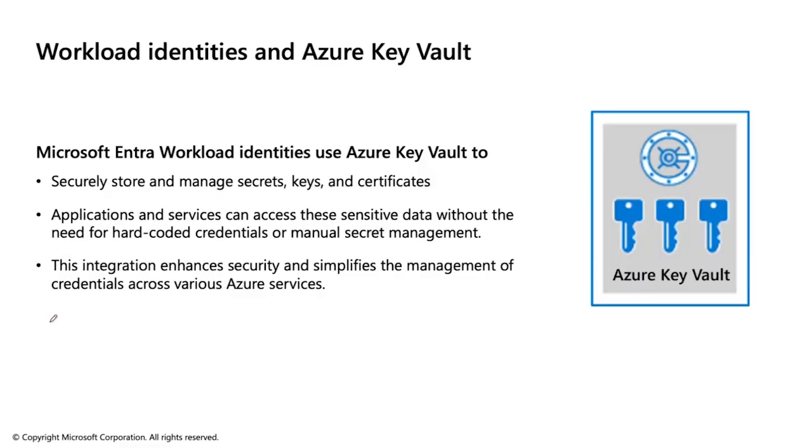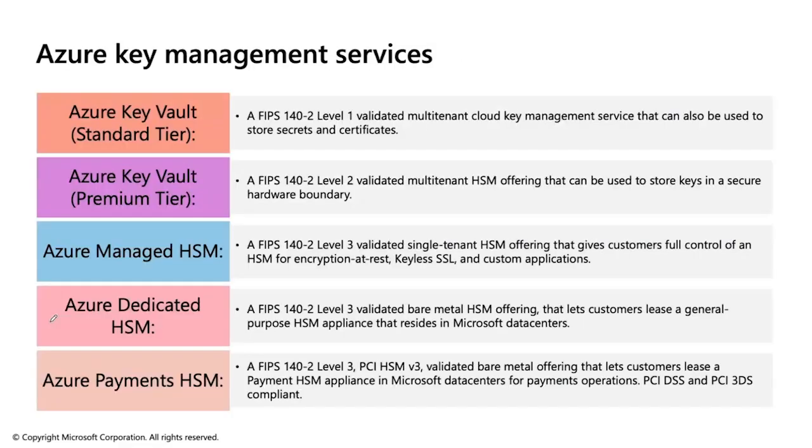So if you want to secure workload identities, you can use Key Vault to secure your data. Key Vault stores your secrets, keys, and certificates. If you're using Key Vault, there are different options available. We have the default standard, FIPS 140-2 level 1 validated, a software-based multi-tenant cloud key management solution that will be used by multiple tenants.